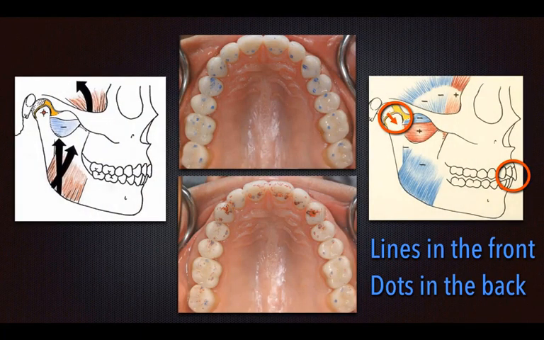Most of the time, this is what you're going to be shooting for. Lines in the front, dots in the back. So that top picture where you have equal intensity contact all the way around. And when we leave that home base as we go into excursions and protrusion, no ability to rub on back teeth. And what we find is that will create the most neuromuscularly peaceful system, which is what we are after.